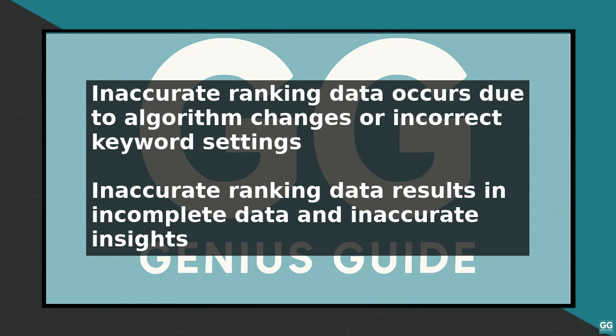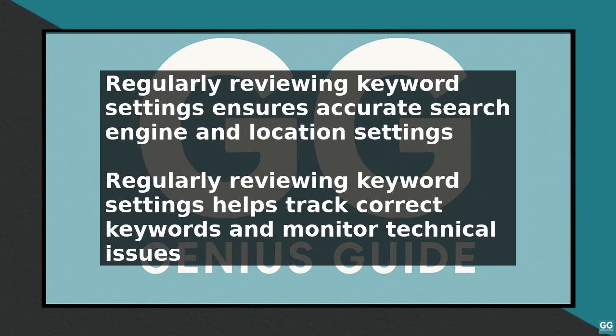Solutions to common issues. To overcome inaccurate ranking data, it is crucial to regularly review and update keyword settings. This includes ensuring that the correct keywords are being tracked and that the search engine and location settings are accurate. Additionally, it is essential to monitor the tool for technical issues and report any discrepancies to the Semrush support team.